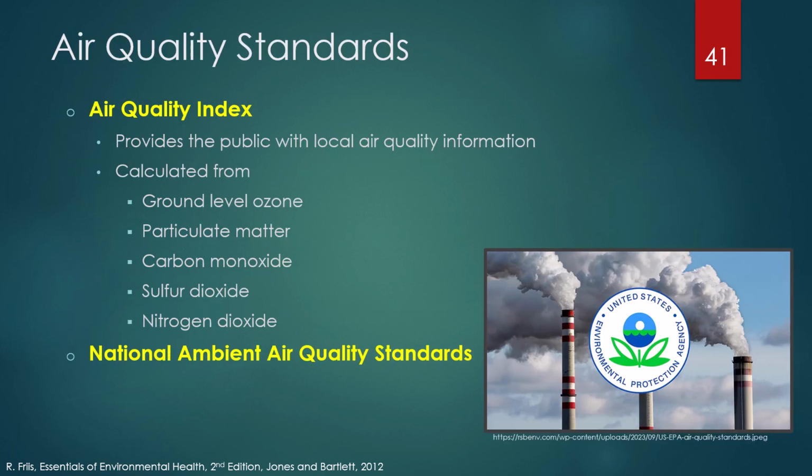Let's spend a few minutes discussing two air quality standards, the Air Quality Index and National Ambient Air Quality Standards. The Air Quality Index provides the public with local air quality information that includes the level of pollution and associated health effects. EPA calculates the Air Quality Index considering the levels of 5 major air pollutants: ground level ozone, particulate matter, carbon monoxide, sulfur dioxide, and nitrogen dioxide.